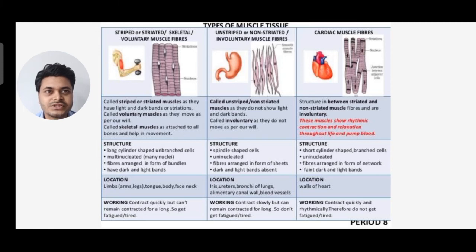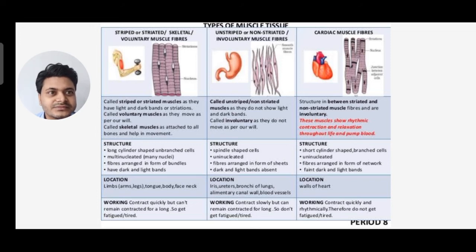Let's see about the structures of striated muscles, skeletal muscles. They are long cylindrical shaped and branched cells. They are multinucleated, or many nuclei per cell. Fibers arranged in the form of bundles and have dark and light bands.